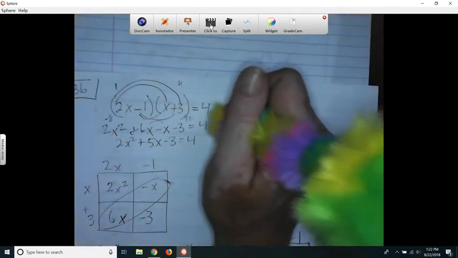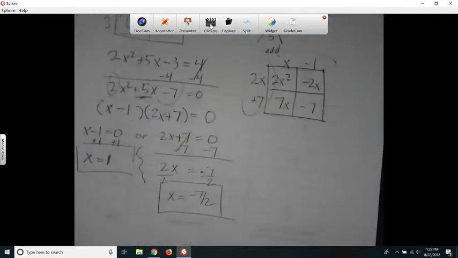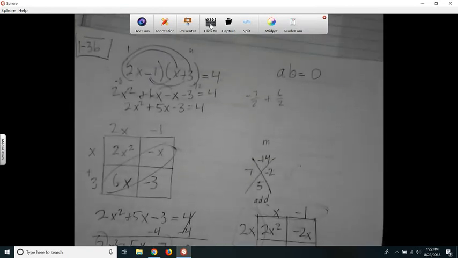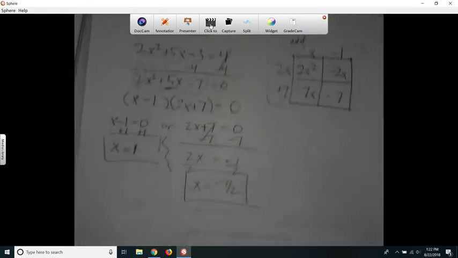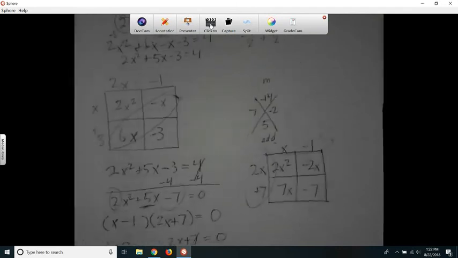Negative 1/2 times negative 8 does equal 4. So I plugged them both in, both my answers, and I know that they both work. And so that was kind of a long problem, but that is how you do it.